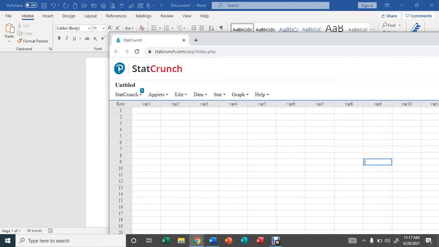Today I will show you how to do Poisson distribution using StatCrunch. So I will go first on the definition of Poisson distribution. Then I will do a couple examples to better understand this topic. So let's start. So what is Poisson distribution?